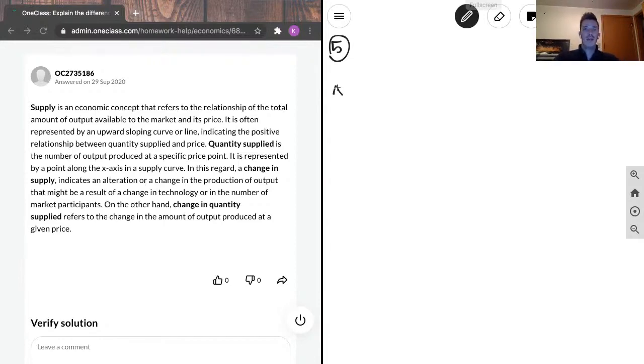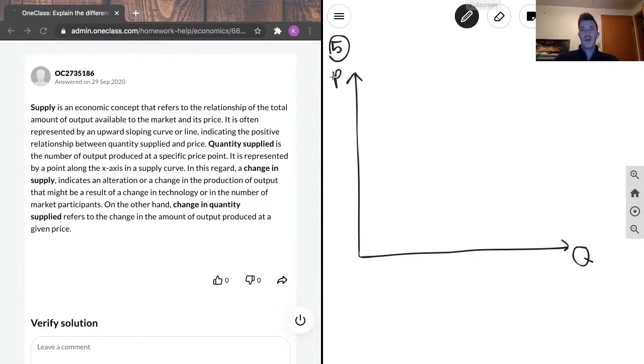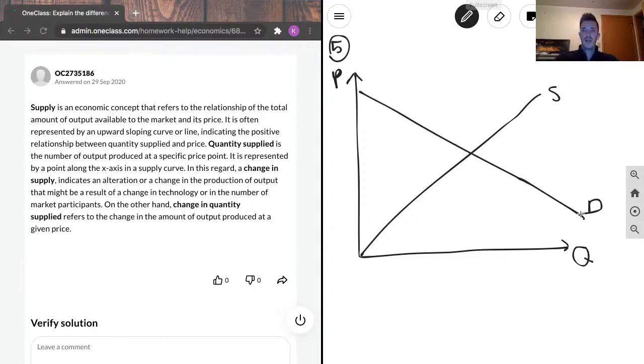And that's an excellent answer. I think a good way to illustrate it is with the supply and demand graph. So as always, we will draw Q on the x-axis, quantity, and P on the y-axis for price. Supply slopes upwards and demand slopes downwards. And the point where they meet, we call the equilibrium or the market price.